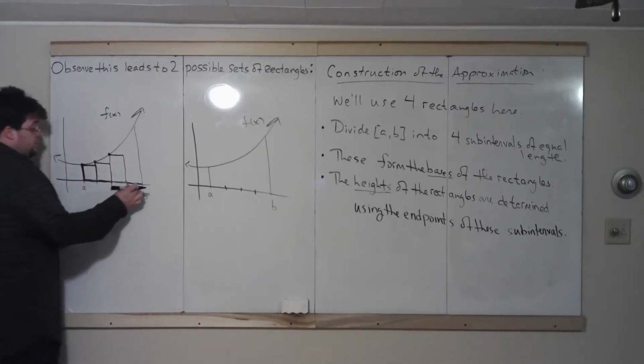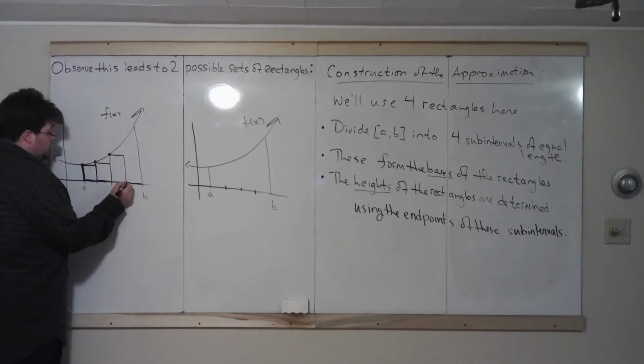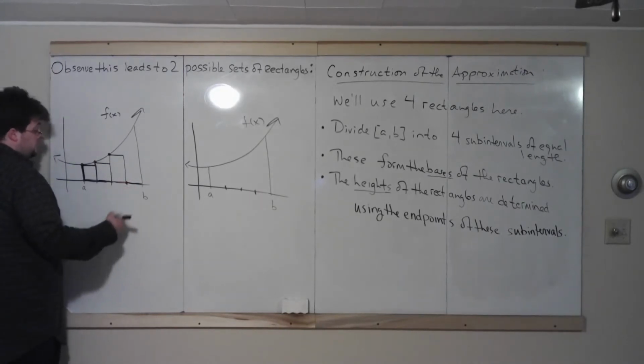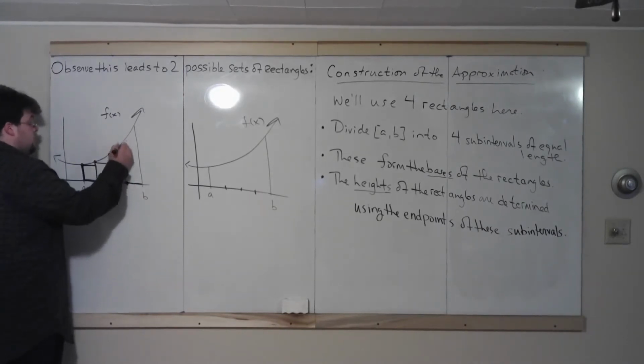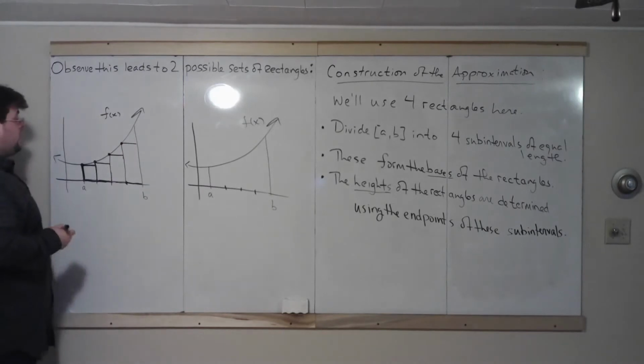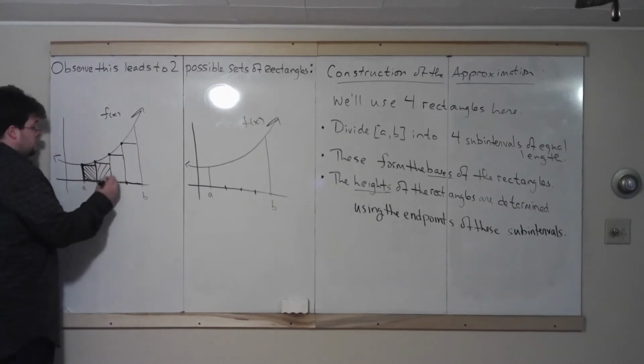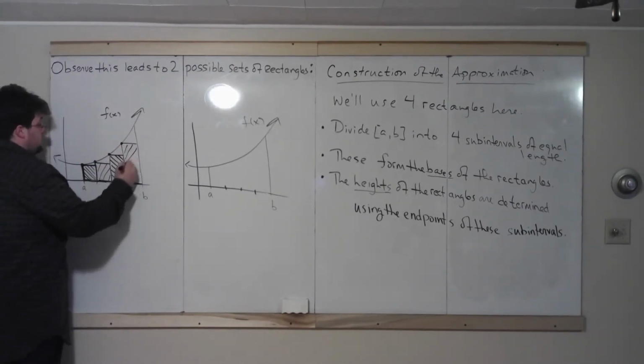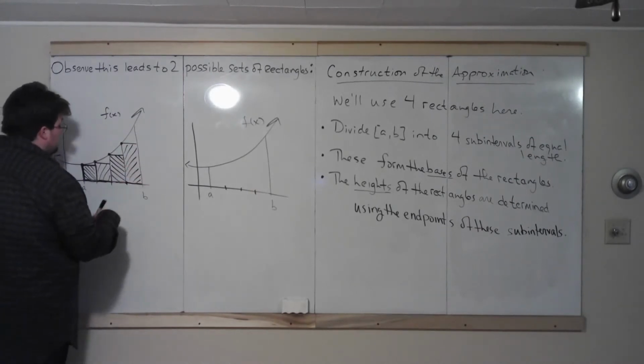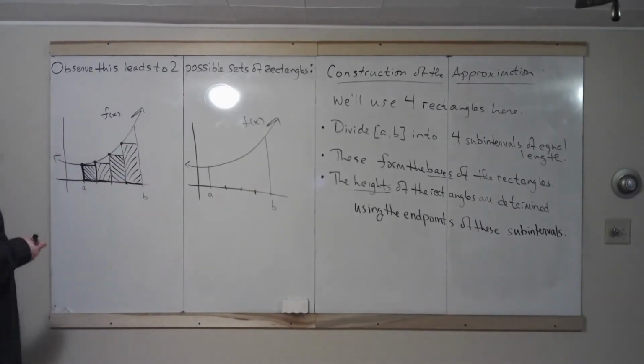And for the fourth subinterval, since we're using 4 here, the left endpoint is still the one on the left. The other side of the rectangle is determined by the function evaluated there, and we get the other side of the rectangle. So right here, just going to shade these in, we have 4 rectangles. And we can find the areas of those rectangles in a moment. We'll do that when we have a specific function.